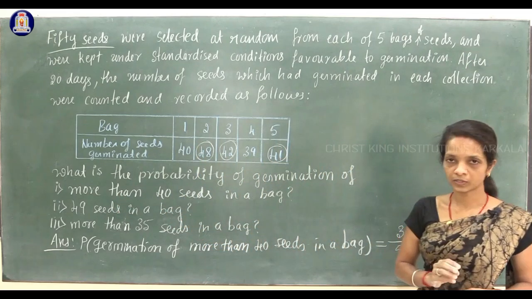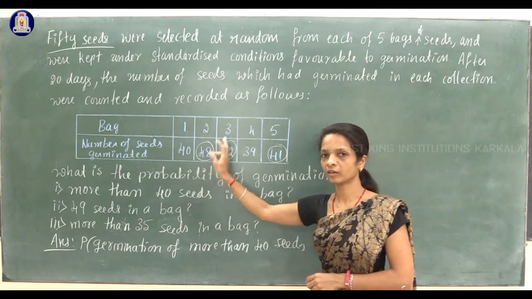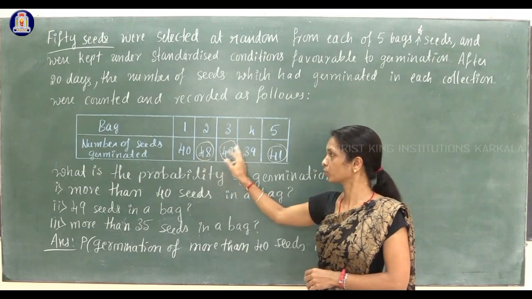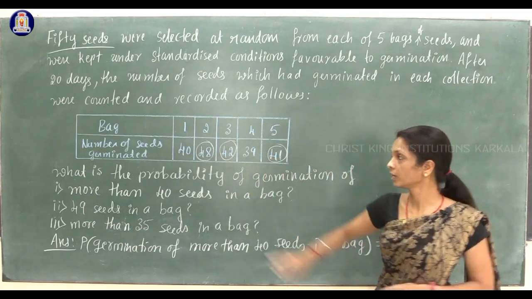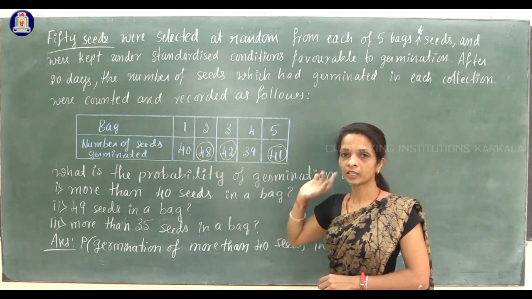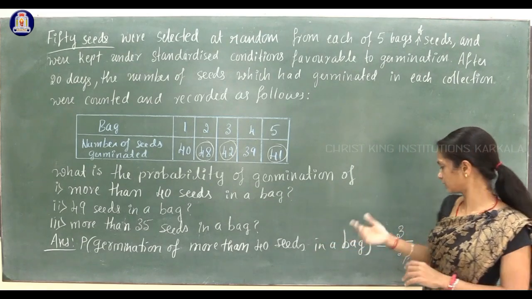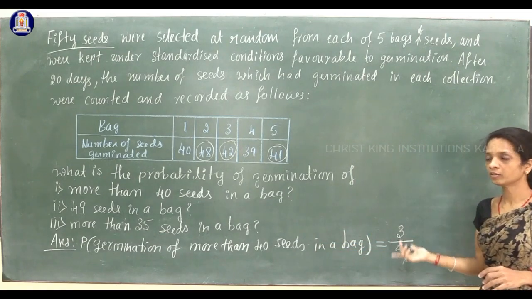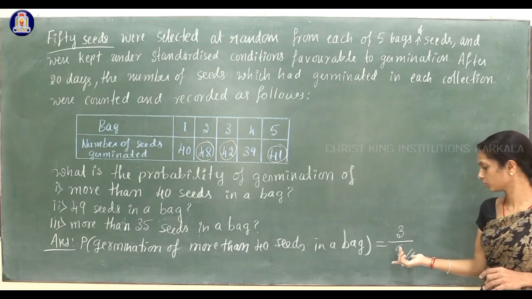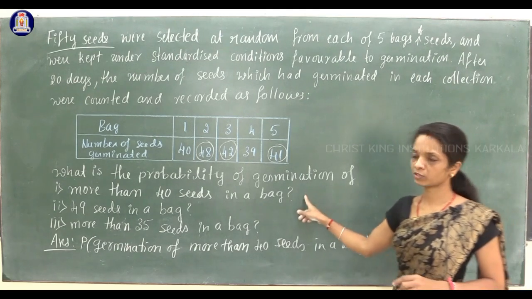You have to see the table to get how many bags have more than 40 germinated seeds, in which bags? Second bag, third bag, and fifth bag. So there are a total of 3 bags which contain more than 40 germinated seeds, that you have to write in the numerator, dividing by the total number of bags. You are given only 5 bags, so dividing by 5. So 3 by 5, that is the probability of the first event.